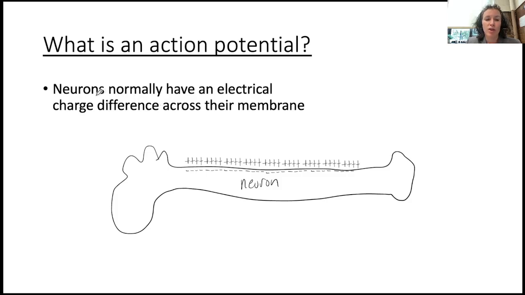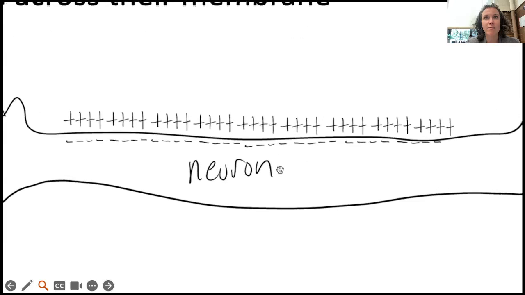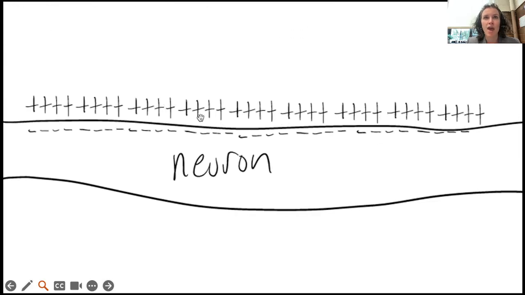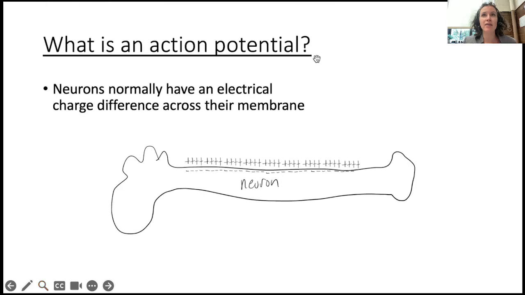So nerve cells or neurons normally have a charge difference across their membrane. What I mean by that is if you zoomed into a neuron, you would see that on one side of the membrane, it has a positive charge, and on the other side of the membrane, it has a negative charge. And this is just how it is, just kind of at rest. We have a positive charge on one side of the cell and a negative charge directly on the other side, on the inside of the cell. And an action potential occurs when this charge difference changes.